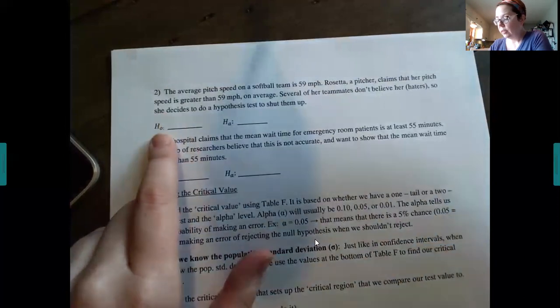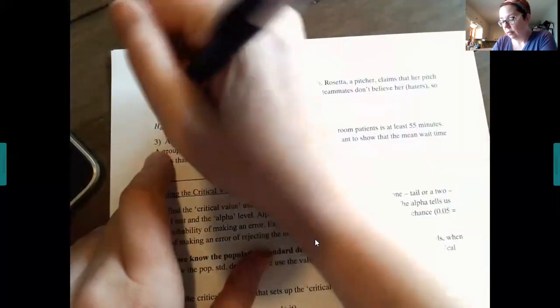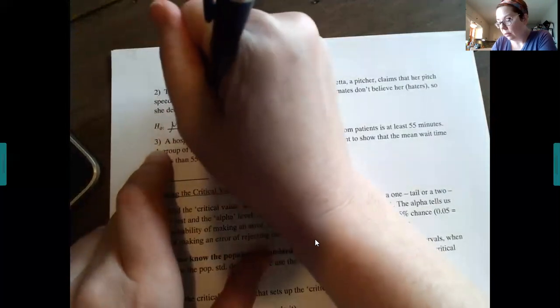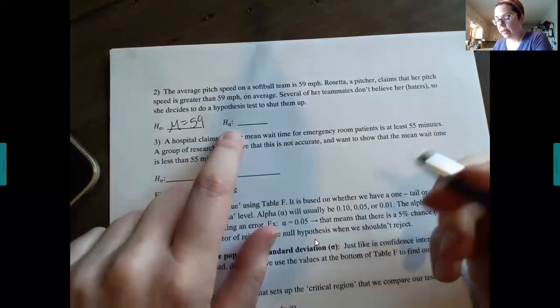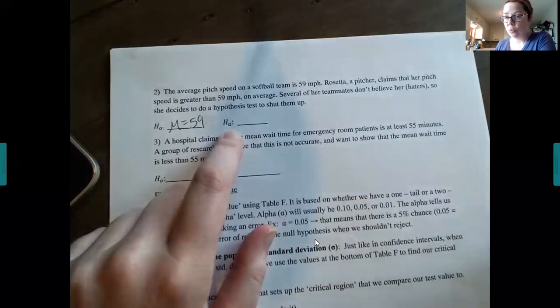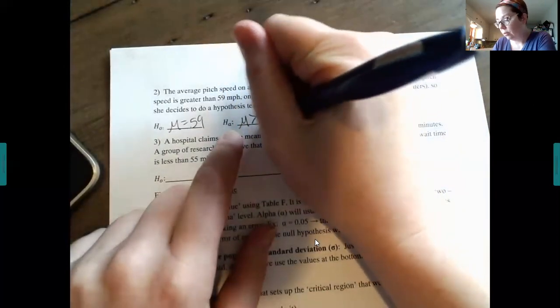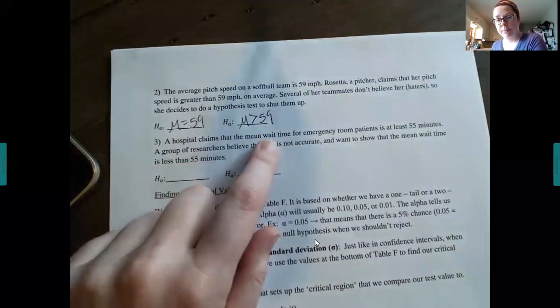So the null is saying that the average is 59. And her claim is that her speed is greater than 59. I'm not saying what it is, we're just saying it's greater than 59. So her speed would be greater than 59, okay?